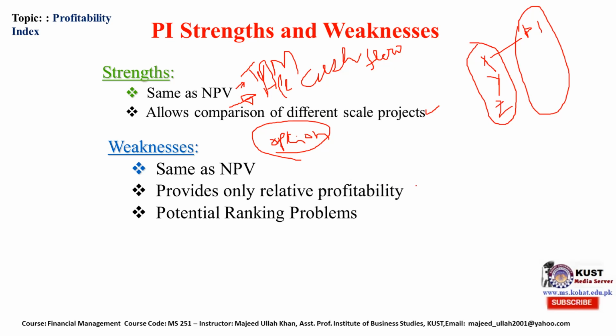It provides only relative profitability. Relative profitability means that it provides the profitability with reference to the amount invested in that project. NPV provides a profitability irrespective of the amount invested. But this is relative, meaning how much amount is invested and what is the profitability in relation to this invested amount, like ICOs. A potential ranking problem exists in the profitability index. This is one of the topics that we will discuss in coming lectures.